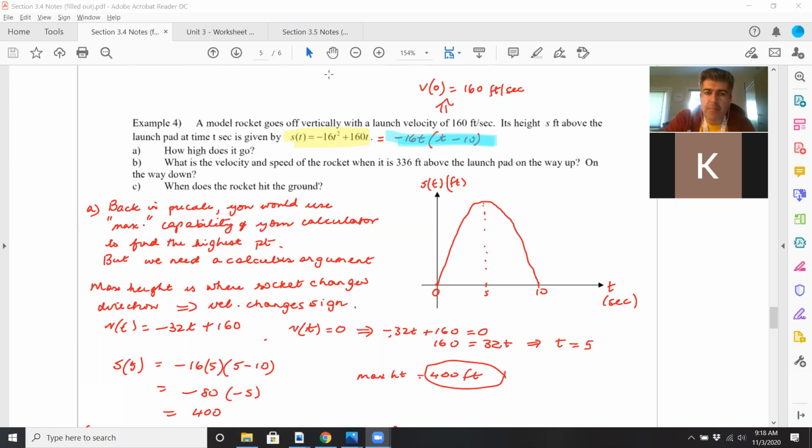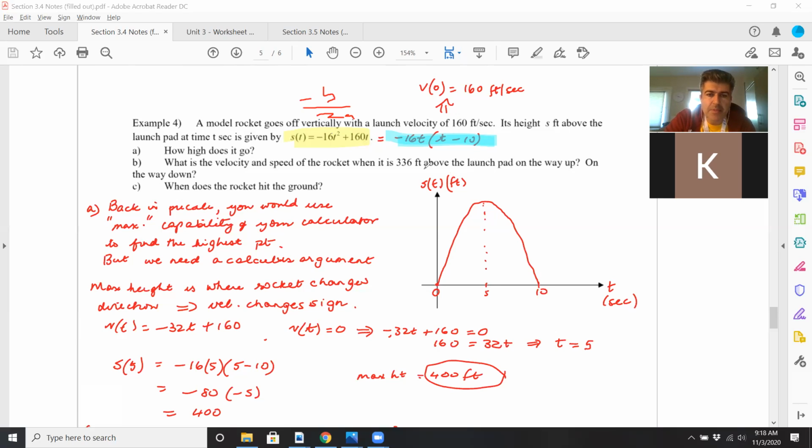Or you might remember from your Algebra 2 class, negative b over 2a finds the x-coordinate of the vertex, where b is 160 and a is negative 16. That works too. Once you find the x-coordinate of the vertex, plug back into the original equation to get the y-coordinate of the vertex. So it hits a maximum height of 400.